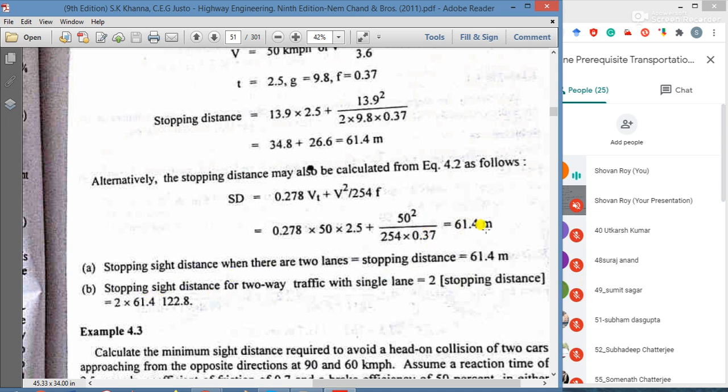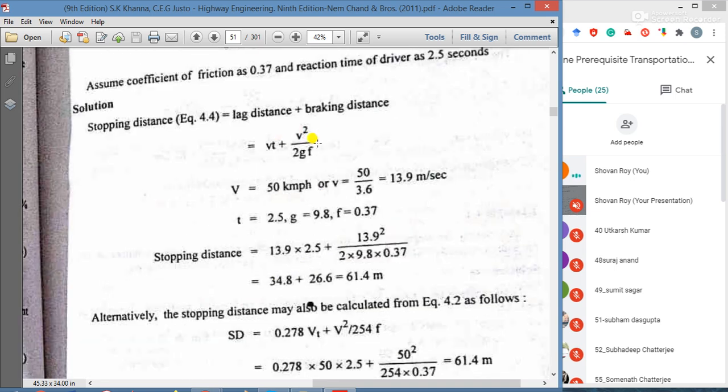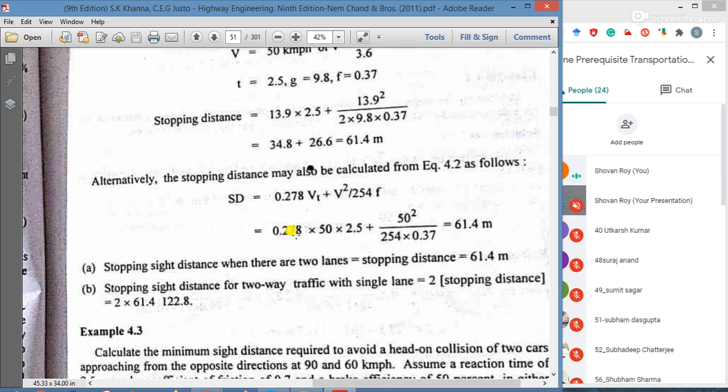2 into our result, which was 61.4. So 2 into 61.4 is 122.8 meter. So our result for the single lane road, stopping sight distance, is 122.8. In both the road cases, single lane road and double lane road, traffic is in two-way condition. So if you can remember this formula, Vt plus V square by 2gf, you can easily calculate the stopping distance.